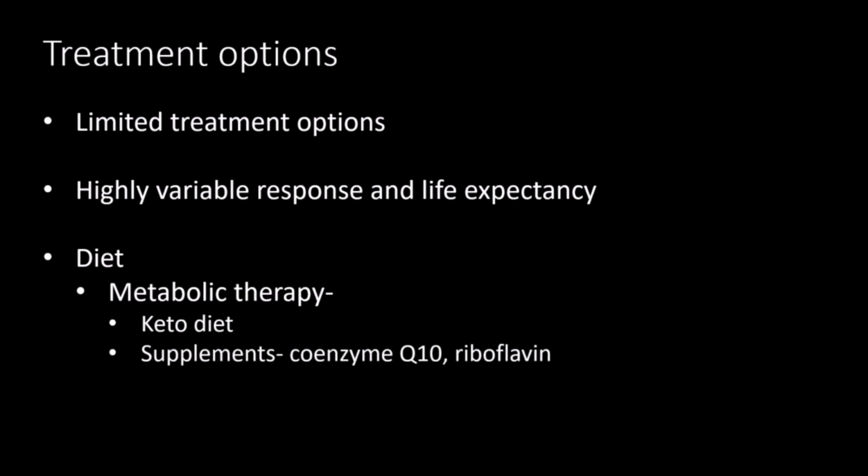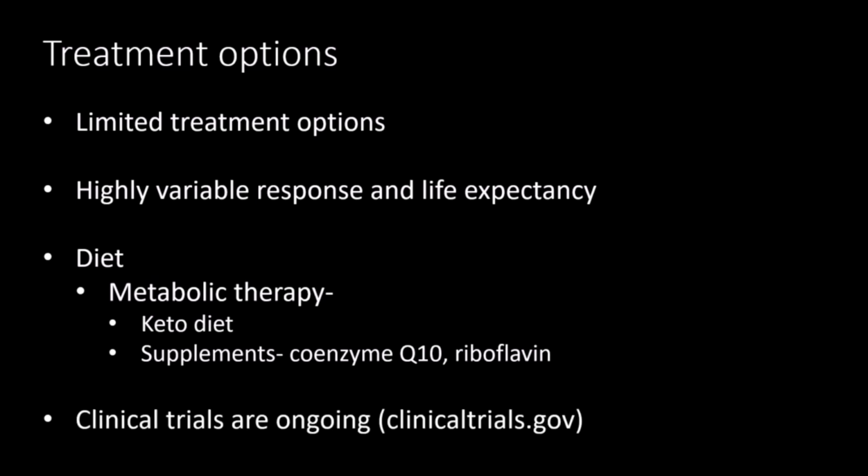There's also supplements like coenzyme Q10, which has antioxidant properties, so it would reduce the levels of damaging reactive oxygen species, and also riboflavin supplementation. Riboflavin is a key building block of complex 1 and complex 2, and it has been shown to be effective in treating the disease to an extent. Clinical trials are ongoing for many of these diseases, and they're looking for many participants.